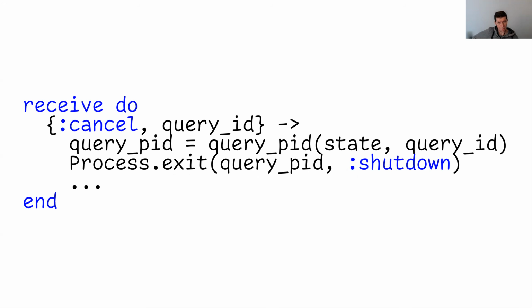So what we're going to have in that analyst process, we're going to receive the request to cancel the query. And then we're going to look up in our internal state. So given some logical query ID, we're going to figure out what's the PID of that query. This is why we're keeping track of the query processes that we've started. So we find the query process, and then we say process.exit, and we stop the process, right?